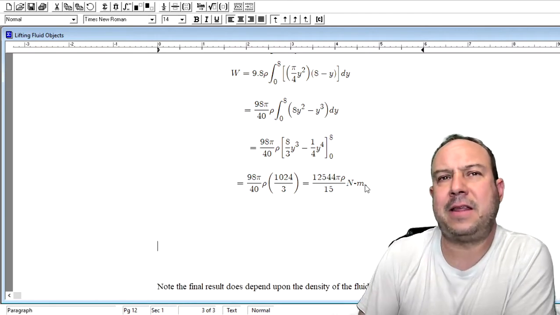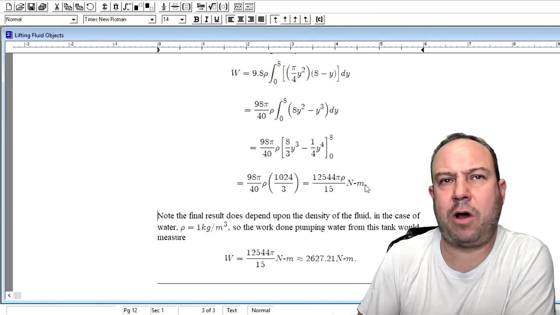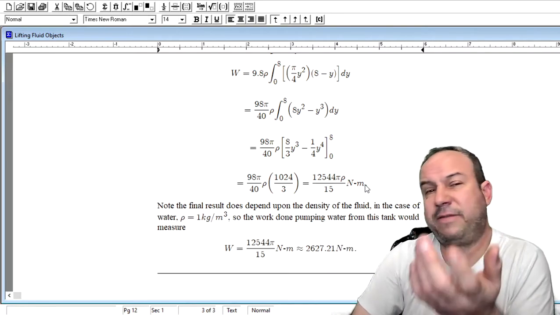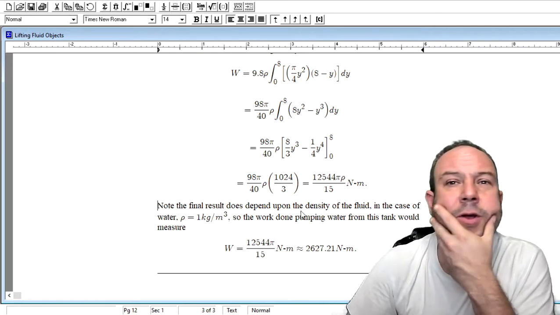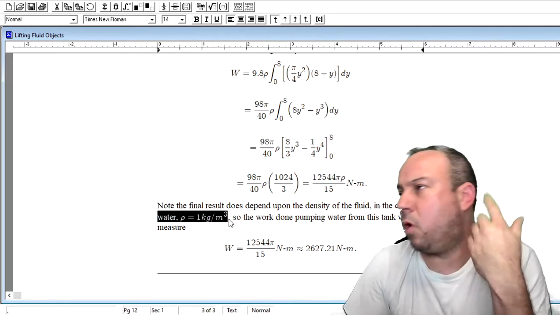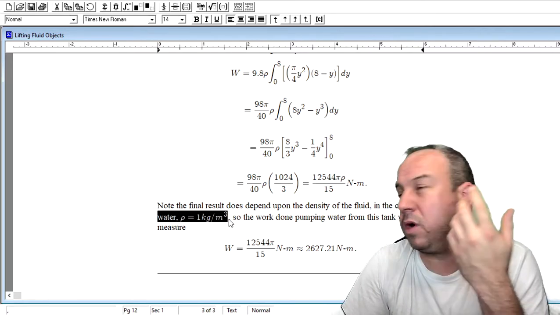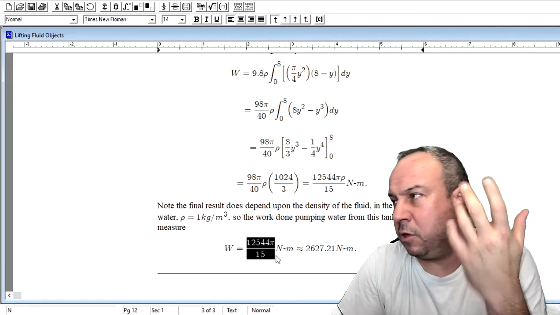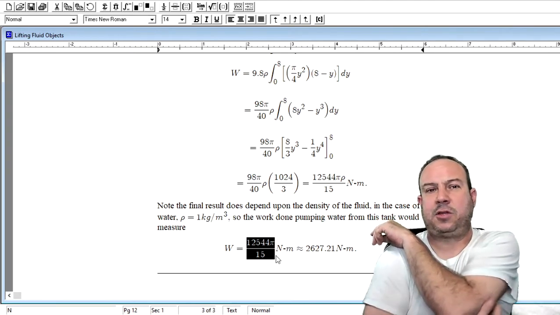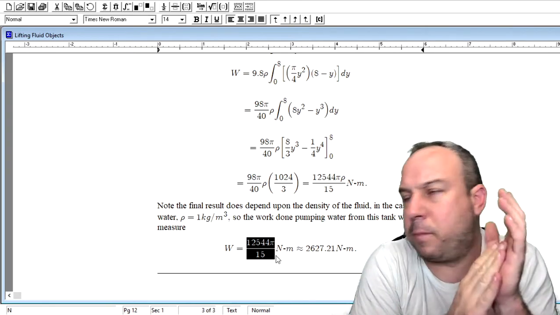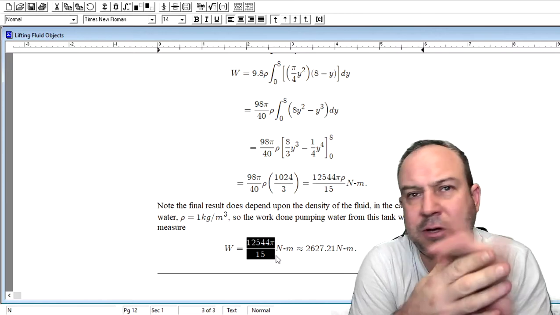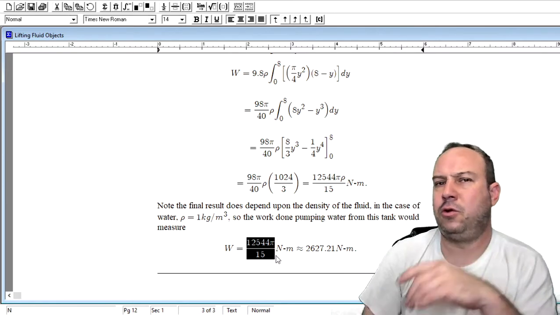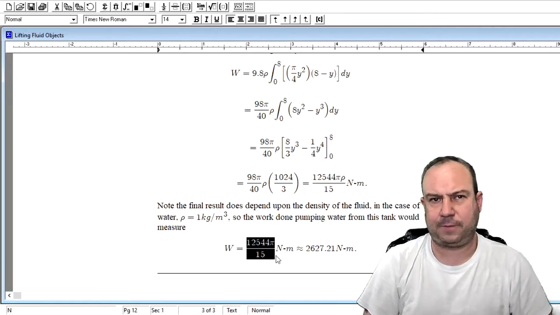Now this calculation keeps rho variable at the moment, not really defining what type of fluid we have here. But if we are dealing with water, rho would be equal to 1 kilogram per meter cubed, and work would simply be the numeric value we were given here, this constant multiple, 12,544 pi divided by 15 Newton meters, which is about 2,672.21 Newton meters of work.